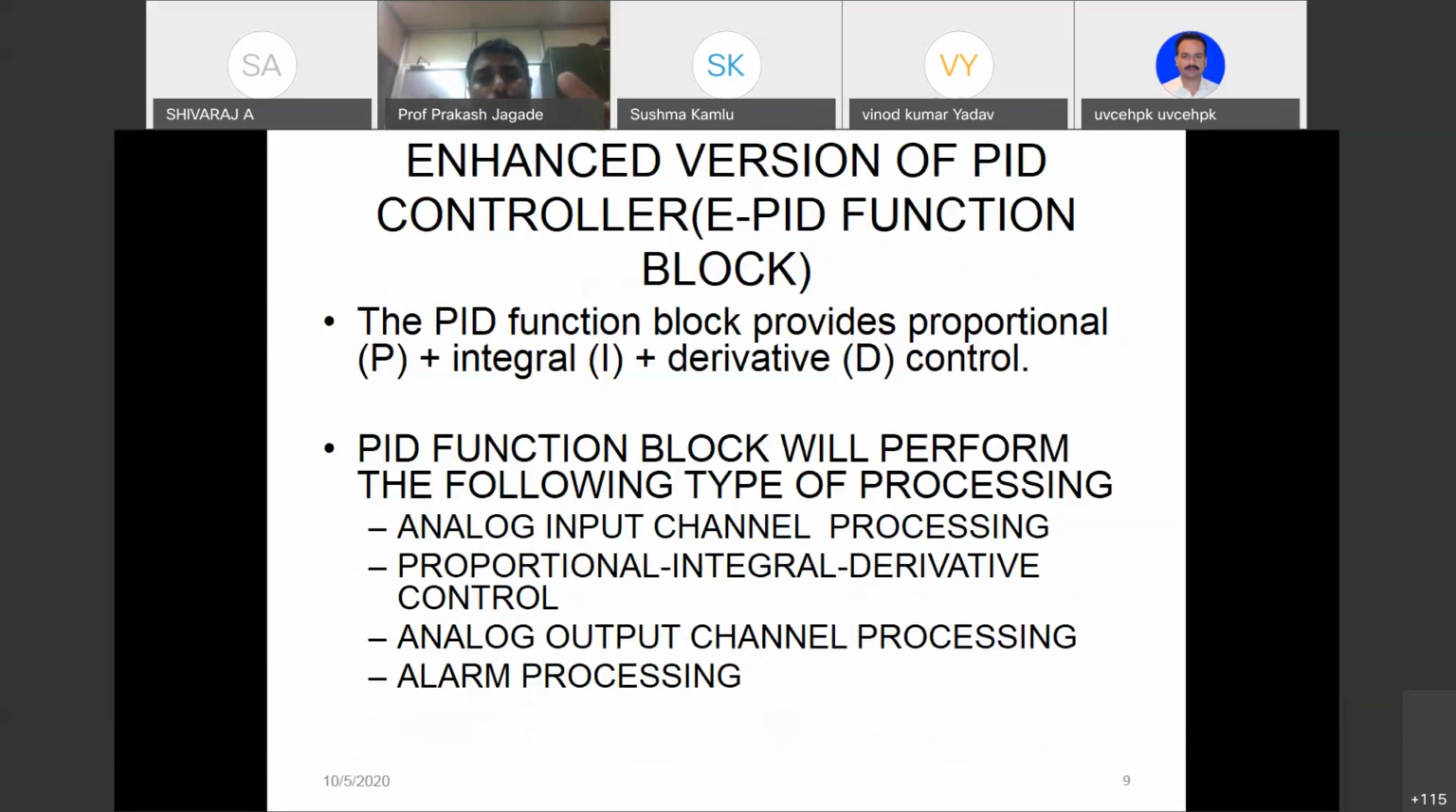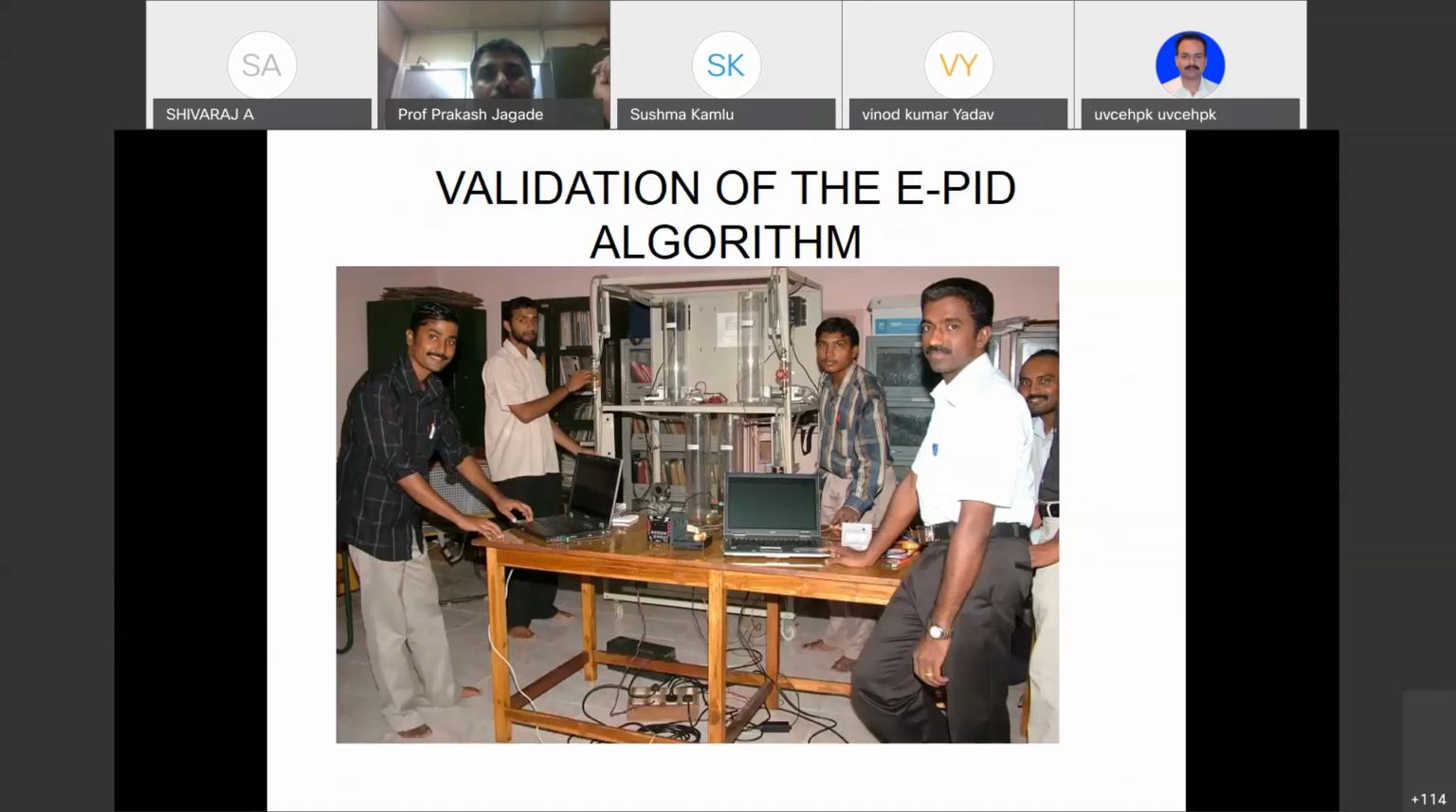It can do the following functions: analog input channel processing, PID controller computation, analog output channel processing, and alarm processing. The PID algorithm can perform all these operations. And the EPID algorithm which we have developed, and ported onto the hardware, has been validated on the experimental test rigs available in our process control lab.